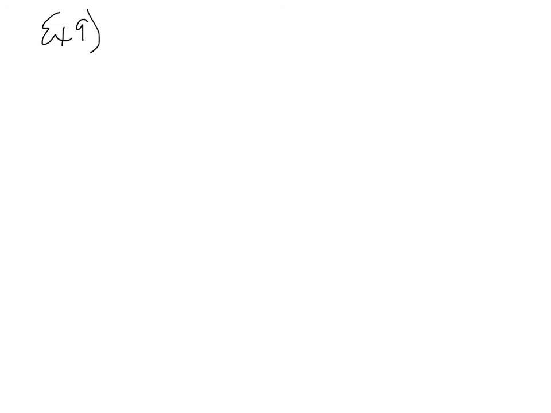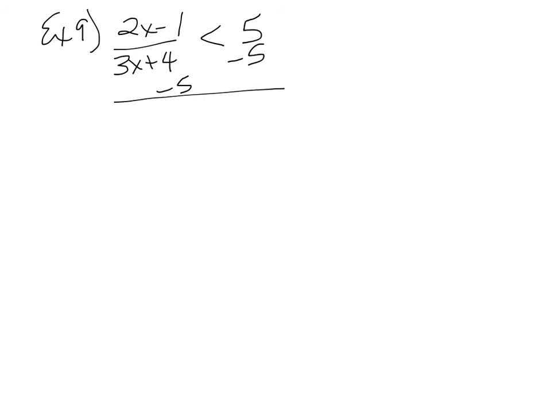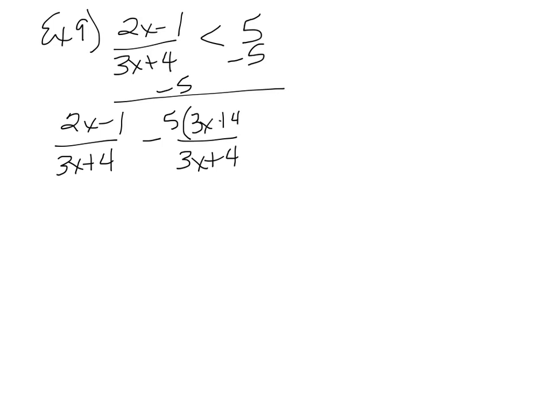Here's example 9. We have 2x minus 1 over 3x plus 4, and that's going to be less than 5. Cool. Now the same thing applies here where we need to find our critical points. So we're going to go ahead and subtract 5. Now check this out. We are going to subtract 5, but you still need a common denominator. So you have your 2x minus 1 over 3x plus 4, but to get a common denominator, I have a 3x plus 4 and a 5 times a 3x plus 4.